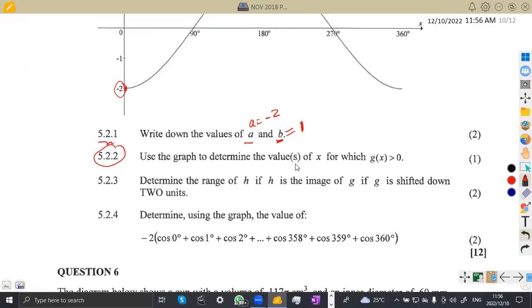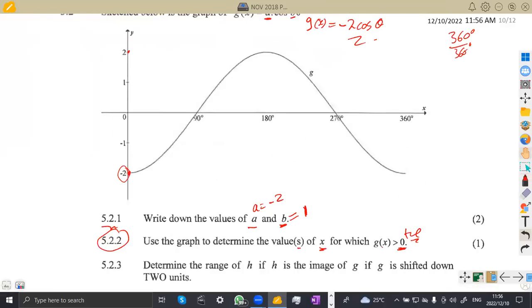Use the graph to determine the values of x for which g(x) is greater than 0. So g(x) is greater than 0 when it is positive. That is, this is our g(x), and it is positive above the x-axis. As you can see from this, it is negative. When it reaches 90, it is now at 0. Then it starts to be positive, above the x-axis. At 270, it goes down, which is now in the negative. So it is starting from 90 up to 270.